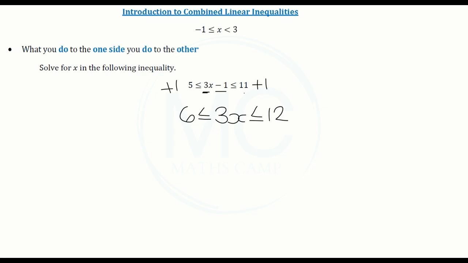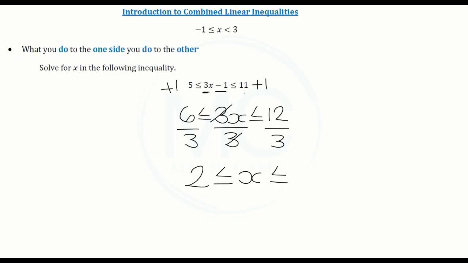Now to get x by itself, let's divide by 3. Now we divide by 3 on this side and on this side. 6 divided by 3 is 2, smaller than or equal to. Here our 3's cancel, and we have our x term is smaller than or equal to 12 divided by 3, which is 4.